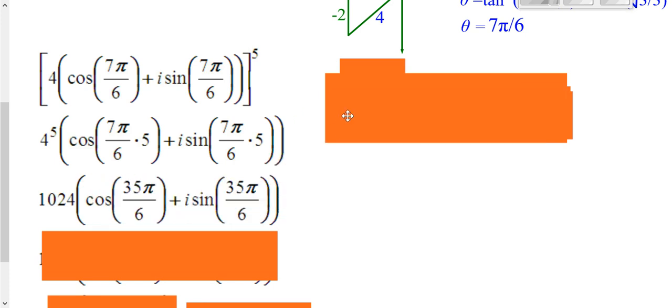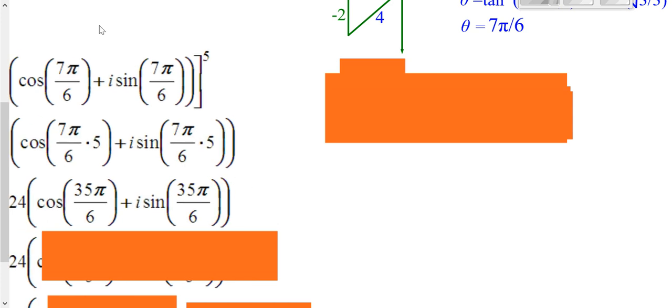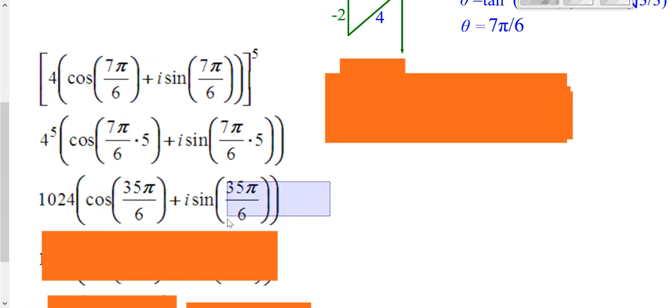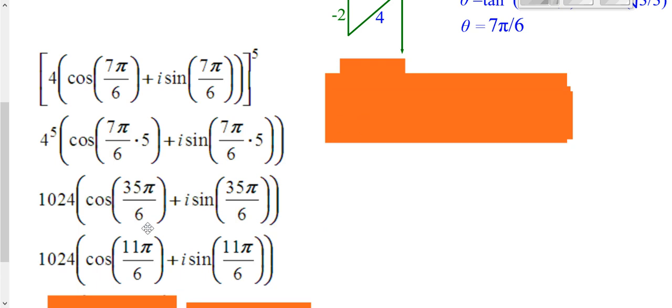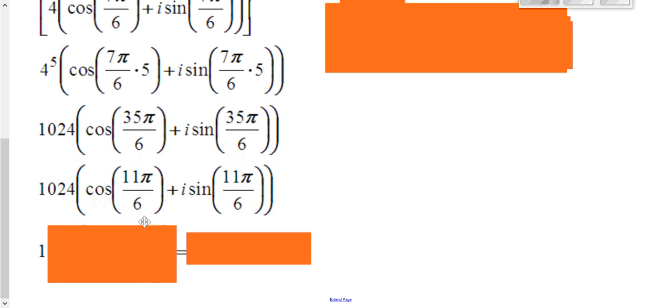So if we work this out, we get 1,024. Multiply our 5 times our angle, we get 35 pi over 6. Now 35 pi over 6 is more than once around. So we could subtract a full revolution or keep subtracting multiple full revolutions till we get something between 0 and 2 pi. Or if we were dealing with degrees, we could keep subtracting 360 till we got between 0 and 360. So if you do that, we end up getting 11 pi over 6, which is one that we're supposed to have memorized from our unit circle.